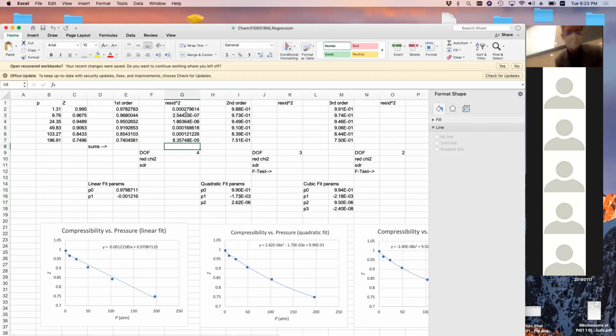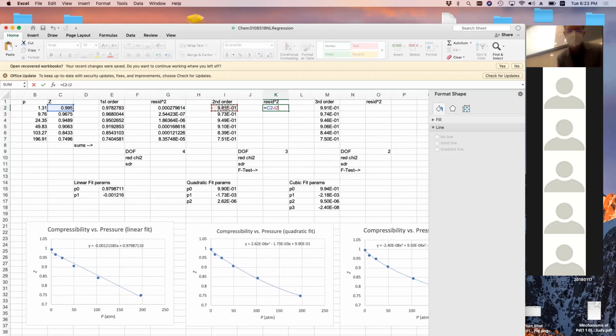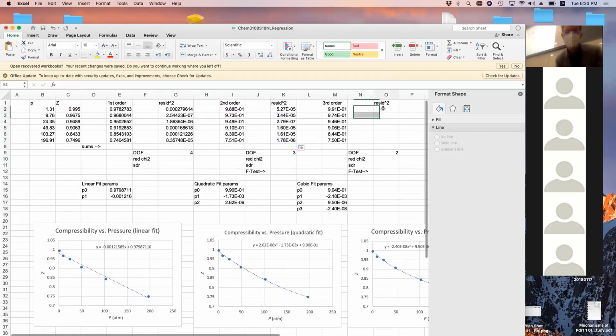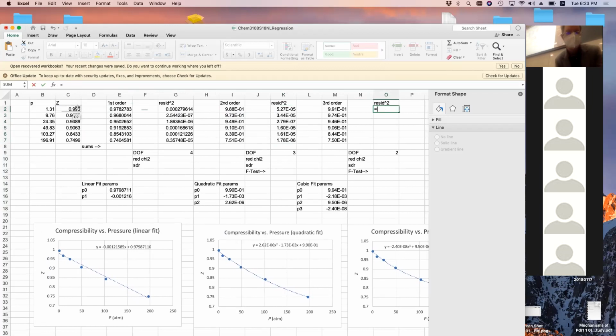Yep. I'm going to do the same thing for these other two fit models. So I'm going to take the observed minus the calculated and take the square. Okay, and for the third order fit, I'm going to do the same thing. Observed minus calculated. Squared.